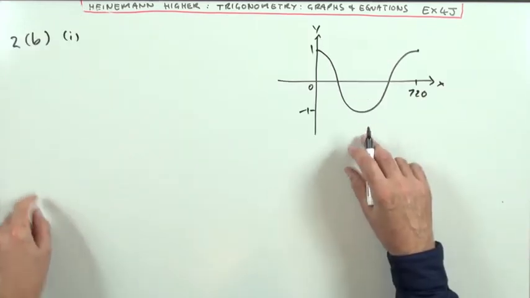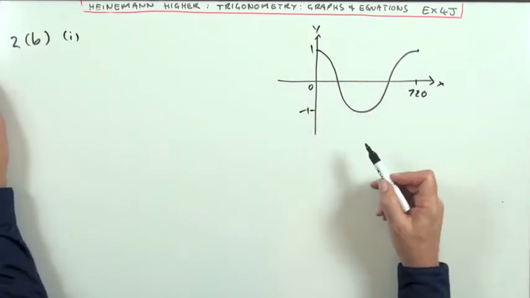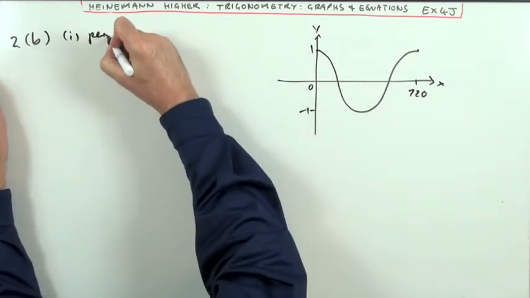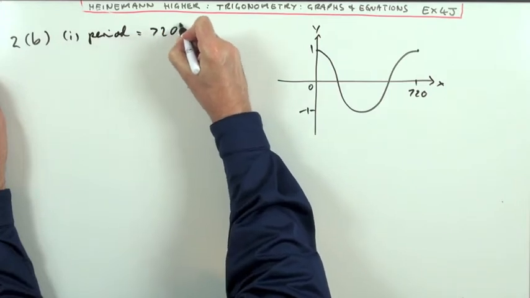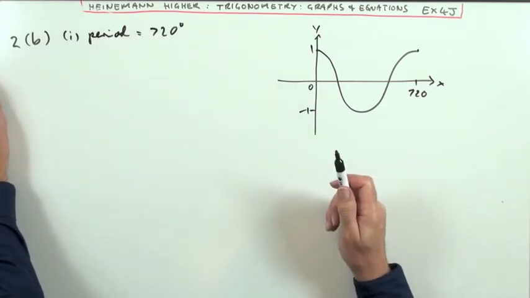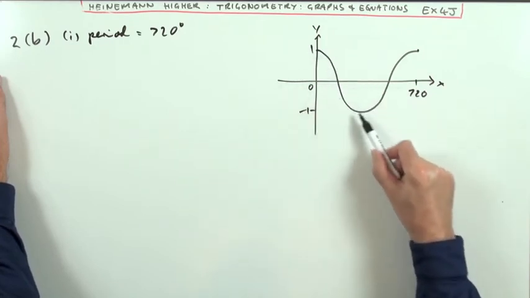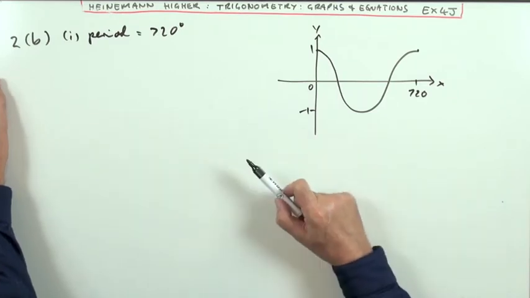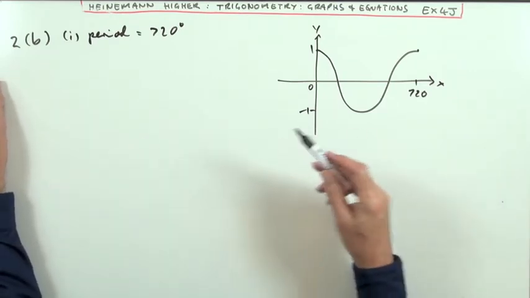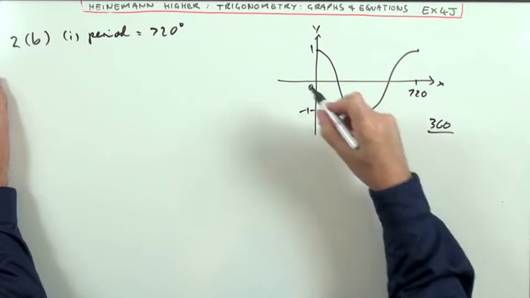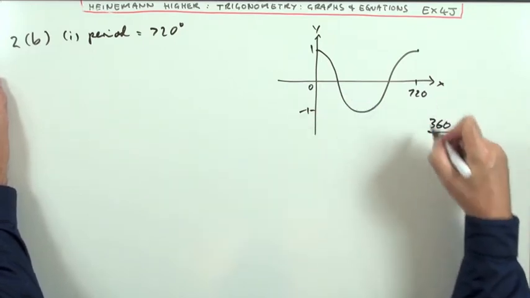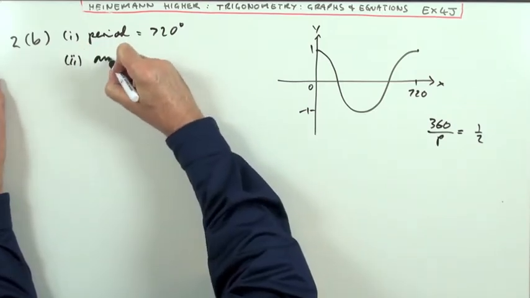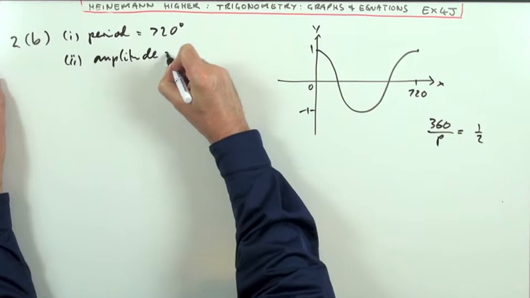B then, another cos graph. But first of all, what's its period? Well, that's easy enough. It repeats itself by 720, so the period is 720. But of course when it comes to writing the function, it's really the frequency you want to know: how many wavelengths appear by 360. So its frequency is actually a half. You'd get that by doing 360 divided by the period, which in this case gives you a half. Second bit, amplitude. Well, that's just a normal one. So the amplitude is just 1.